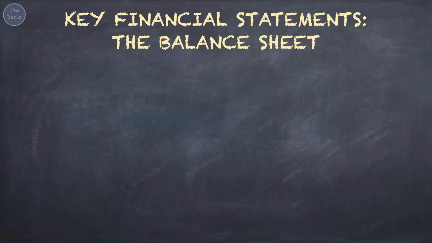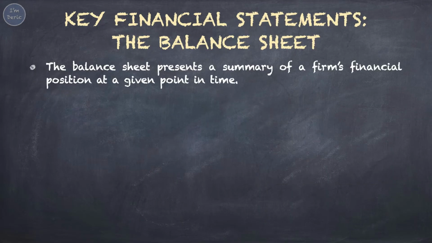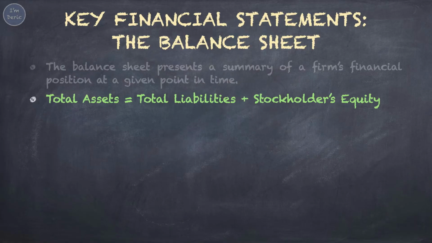Next, let's look at the balance sheet. The balance sheet presents a summary of a firm's financial position at a given point in time. We just mentioned the income statement is prepared only for 1 year. But for balance sheet, it is for all years, which means it includes the records accumulated from the first year the business started until current year. Total assets equals total liabilities plus stockholders' equity. The meaning of this equation is important.